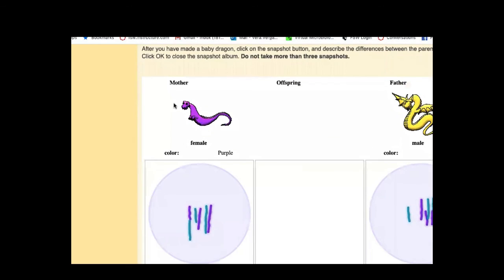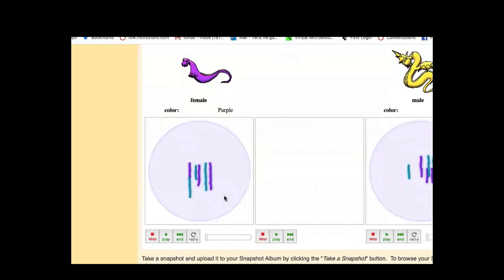So here's what the mom looks like. She's a purple dragon. She doesn't have any wings. She doesn't have any horns. She's got 2 little front legs. And here's the father, and he is a male, obviously. He's got wings and he has horns. So what happens when you undergo meiosis? What you would do is click on play here. And you can see meiosis is occurring in the female. So she's going to produce some eggs.